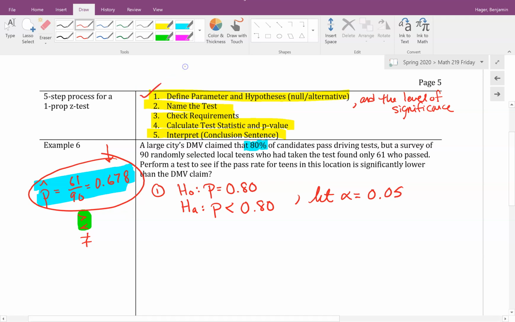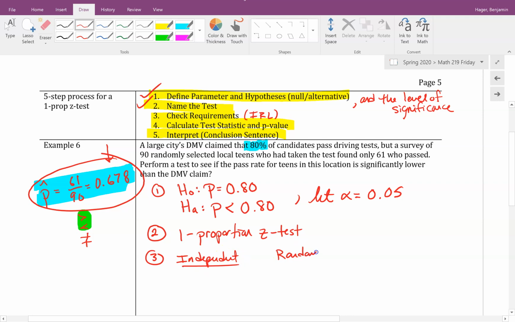Okay, step 1 done. Step 2, name the test. This is a 1 proportion Z test. Done. Step 3 is check the requirements. Again, what they mean is check in real life. Are we independent? Are we random? And are we large enough?